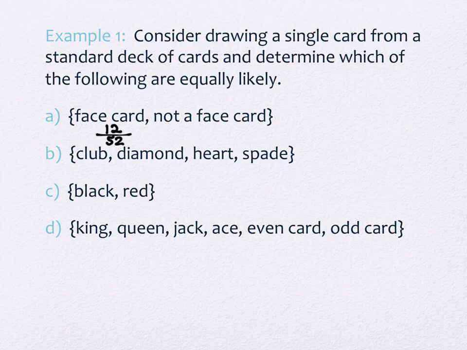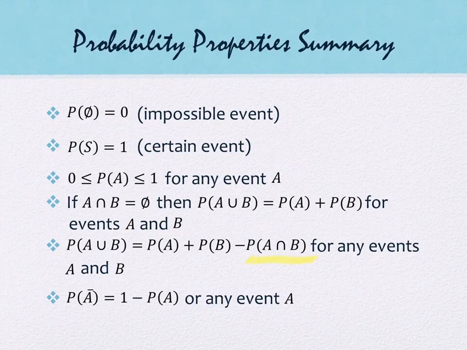Well, if there's 12 face cards and there's 52 cards, how many of them are not face cards? 40. There are 40 cards that are not face cards. Now, if you just subtracted to find that, raise your hand, because that's what I just did. If you subtracted to find that, you used the principle of complements, right? You used this thing down here.